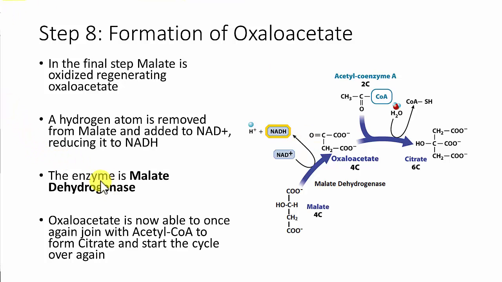So our enzyme is called malate dehydrogenase. It is going to, once again, take a hydrogen and add that to NAD, creating NADH. And as I mentioned, regenerate our starting compound, oxaloacetate. And now our process is complete. Oxaloacetate can now cycle back, reform with acetyl coenzyme A, and start a new process, assuming more acetyl coenzyme A is available to join.